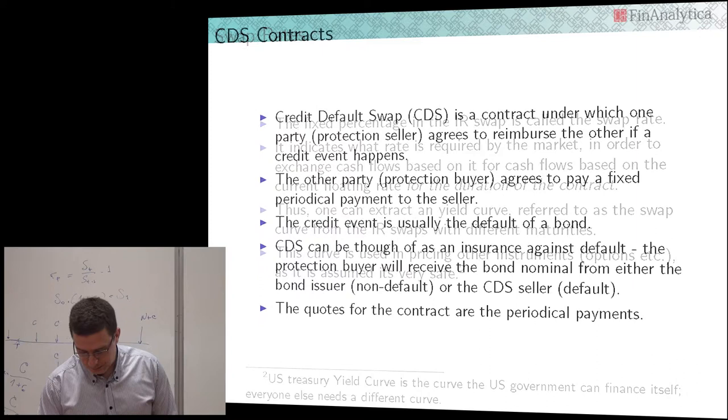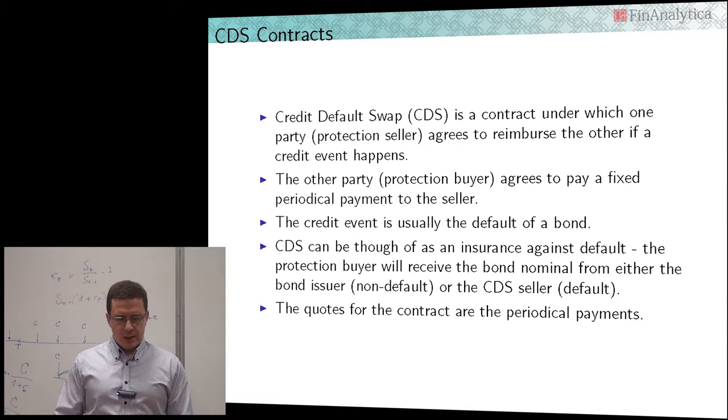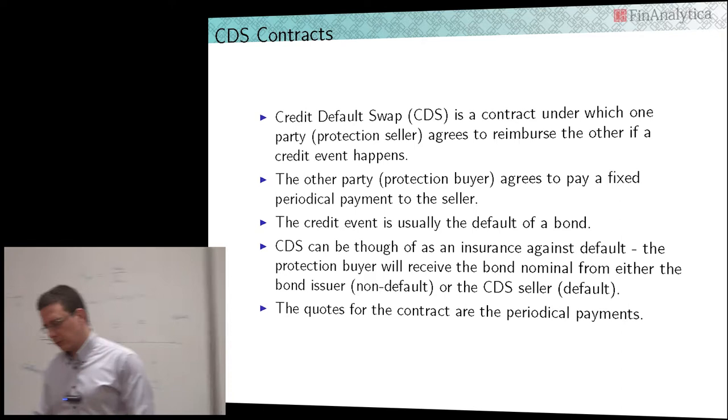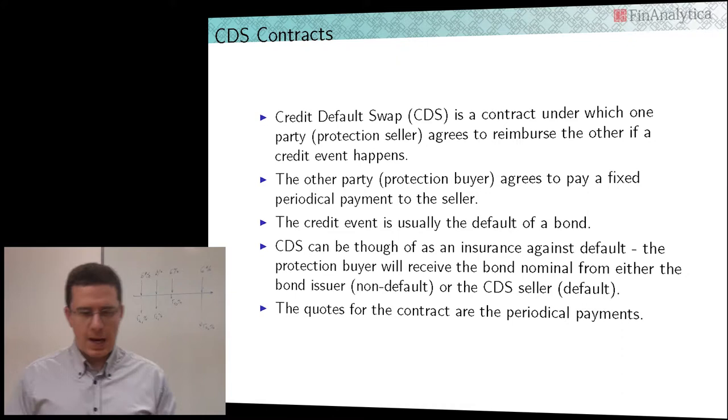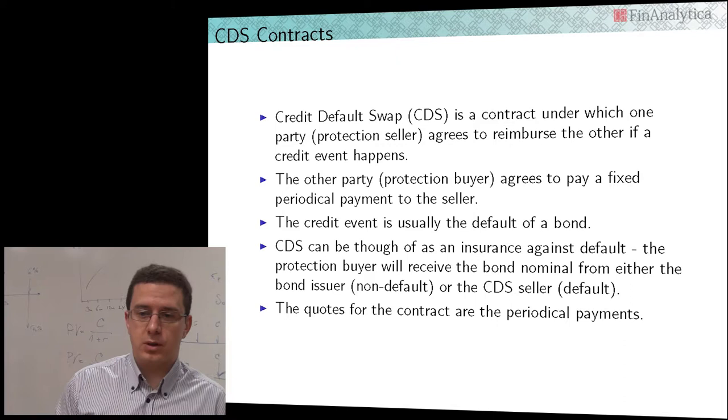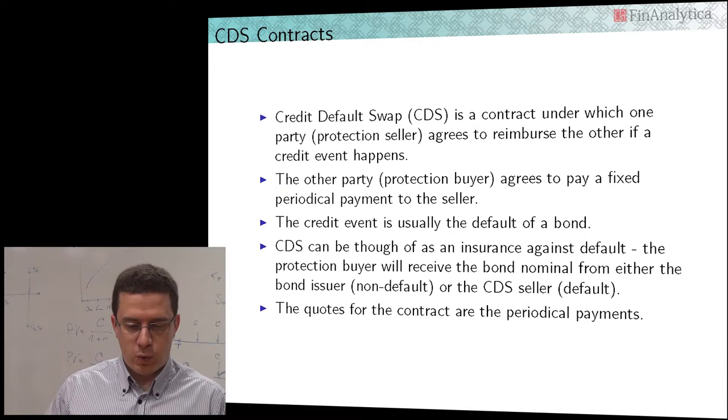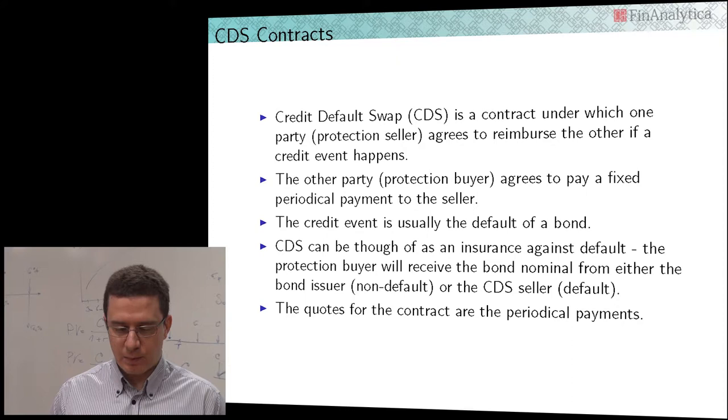And very quickly, credit default swap. It's basically an instrument designed to transfer default risk. So it's a contract between two parties that if a given bond defaults, the protection seller would reimburse the protection buyer. So from the point of view of the protection buyer, there are two possible outcomes.